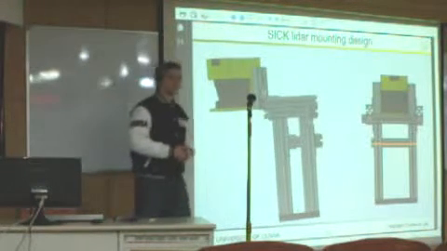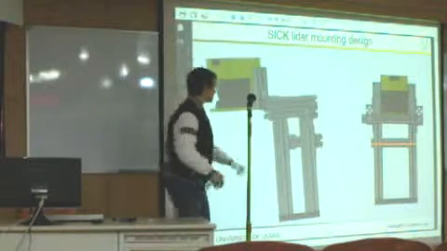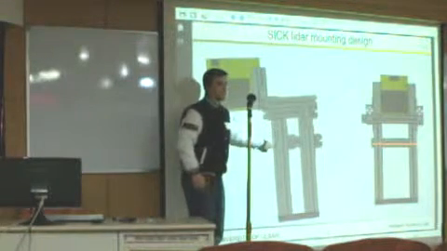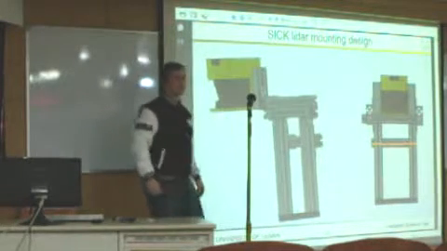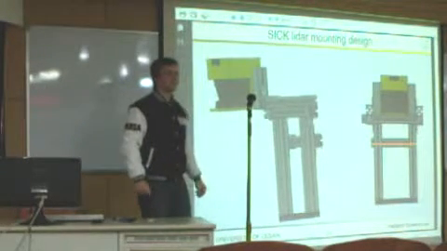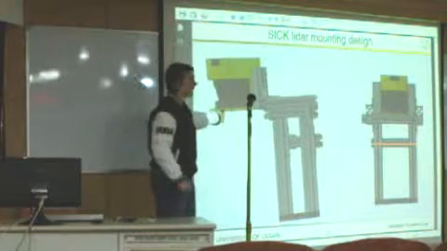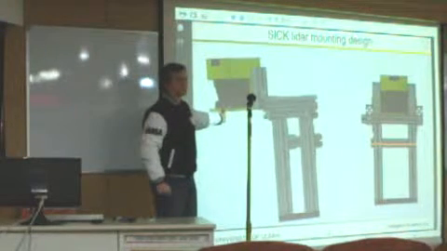You said 500 kilograms? Yes. On weight? Yes, this can work with 500 kilograms. You mean stress? Yes, yes. But the weight of the LiDAR is 13 kilograms or less.